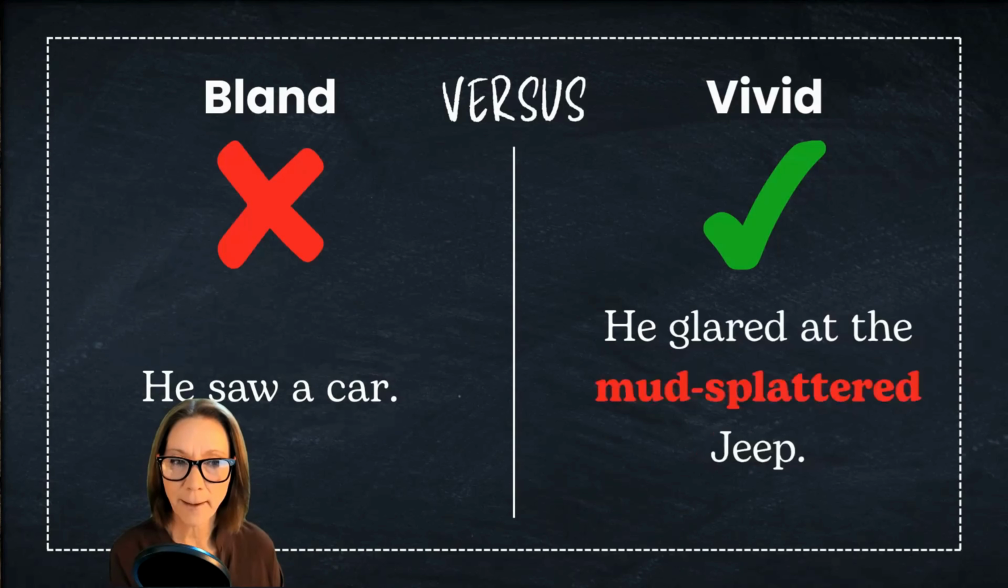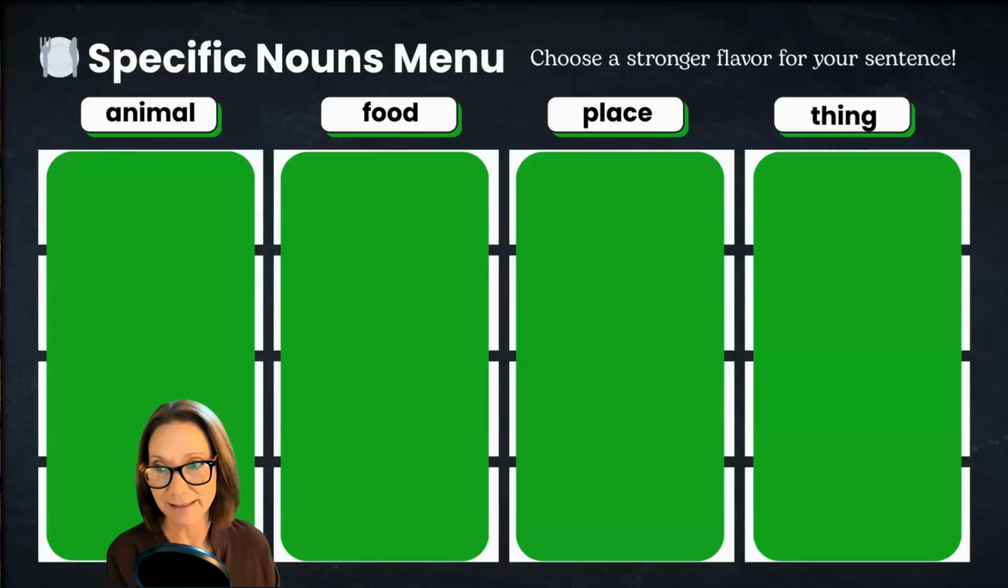I did want to point out mud-splattered because that is a little preview of what we'll be talking about in the next video when we talk about vivid imagery and leveled up adjectives. But I just wanted you to see how you could use all 3 together in one sentence.